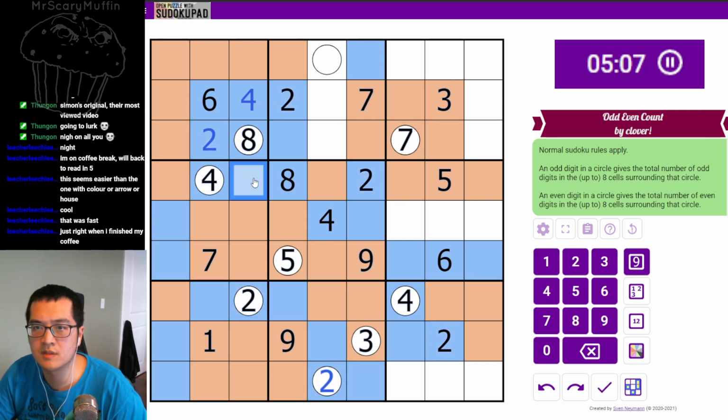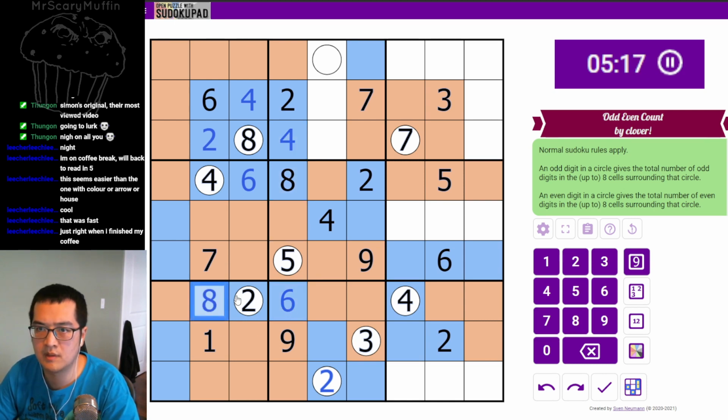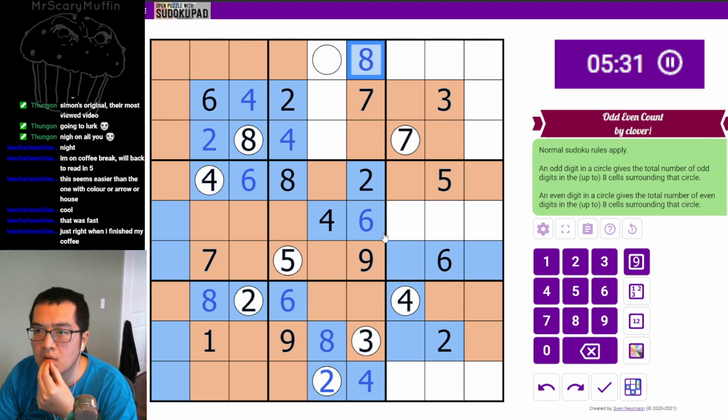This is 2, 8, so that's a 6. What are we missing? 6 and 4 here. That's 6. That's a 4. That's an 8. 4 and 8 here. That's a 6, which leaves us with an 8 here. Well, there's no way this could be a 6, because it's only going to see these ones, so that has to be a 6.